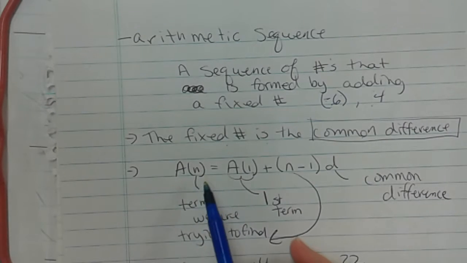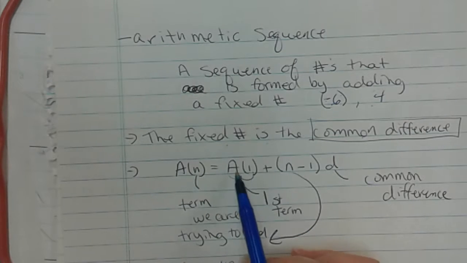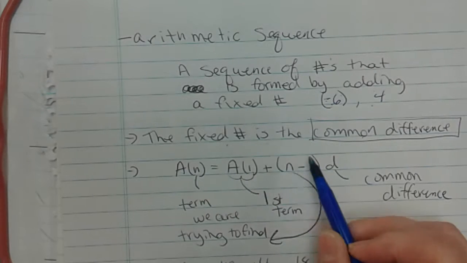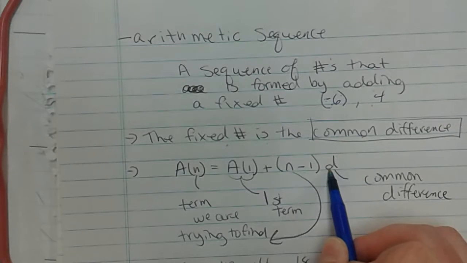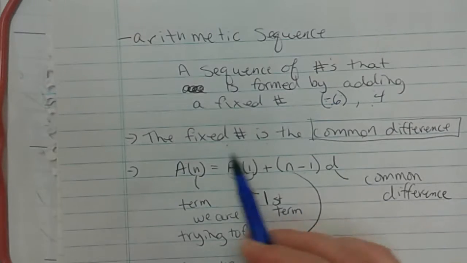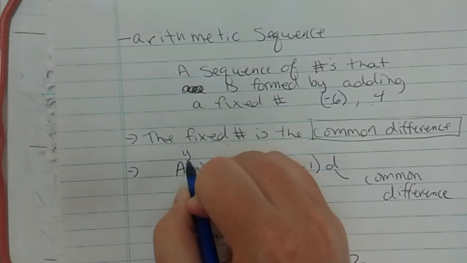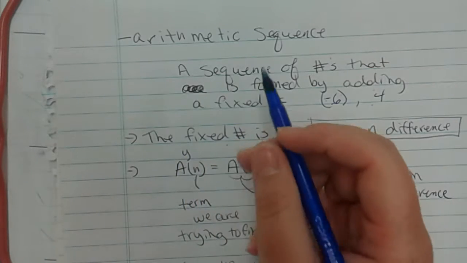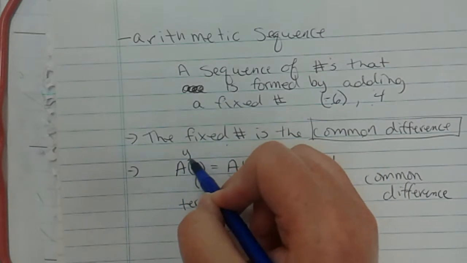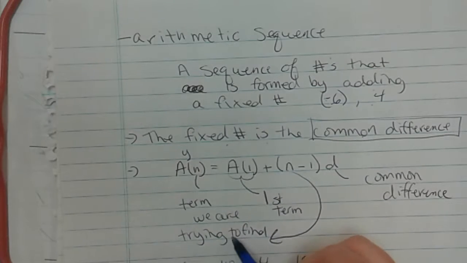This formula right here, this is a function. It is the function of arithmetic sequences. This says that a of n equals a of 1 plus n minus 1 times d. Now it's important to realize what these variables mean. A of n really is just a fancy way of saying y, isn't it? Because anytime we say a function, we can say f of x or whatever the case may be, and that's really y. A of 1 is going to be our first term. N is the term that we're trying to find.